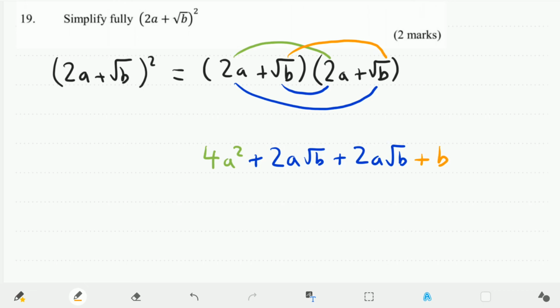And I've written them in these specific colors because then I know exactly what I need to add up together. So all my greens are my a squareds. There is only one term which has an a squared on it. Then we have our 2a root b and 2a root b, and you add them together to get 4a root b. And finally, we have b on its own. So now we've simplified fully 2a plus root b, all squared. And that gives us 4a squared plus 4a root b plus b.